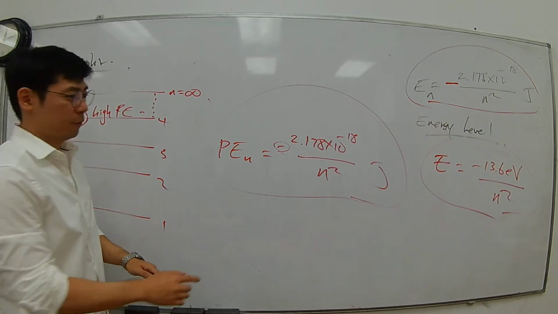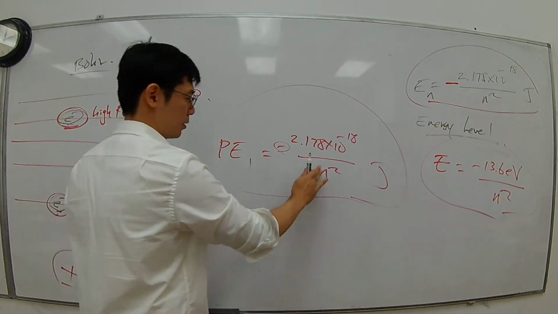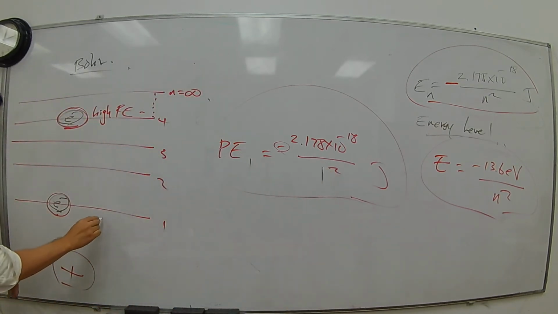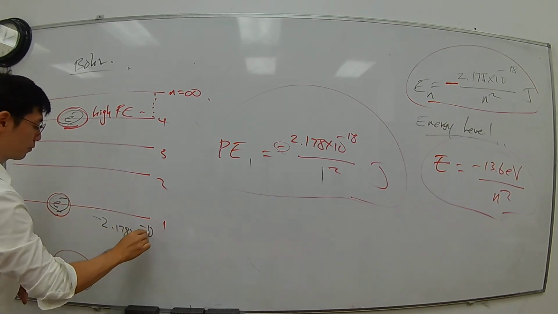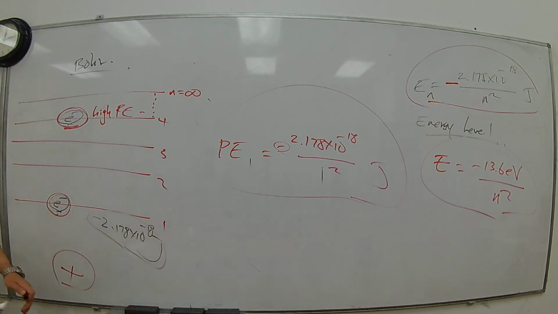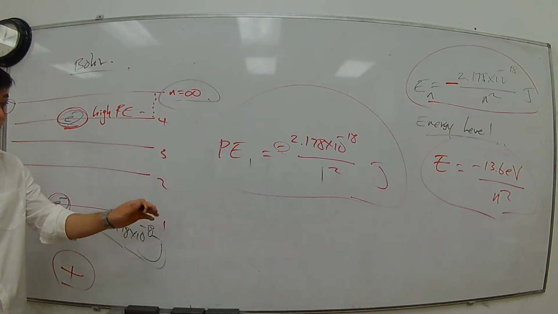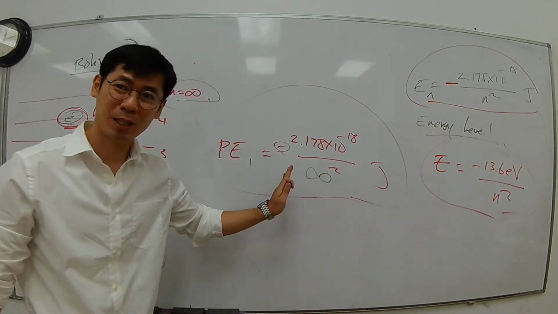Imagine, guys, if you're at the first level, n is 1. If n is 1, what happens? The energy at the bottom is again negative 2.178 times 10 to the power of negative 18 joules. What about if you're really far out? What about if you're at infinity? Infinity, what's that, guys? This is a big number. What would that be?